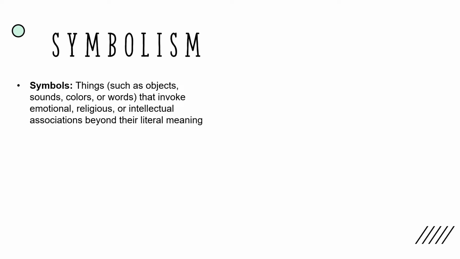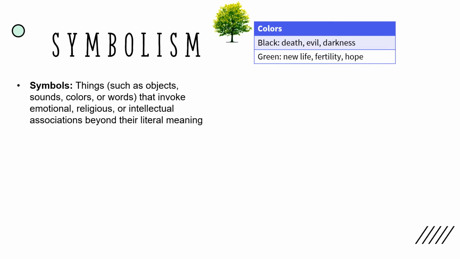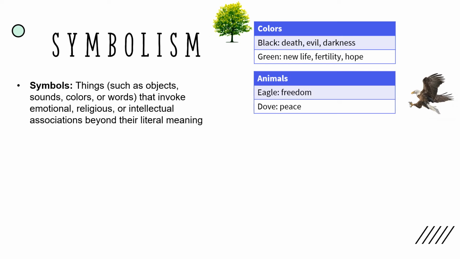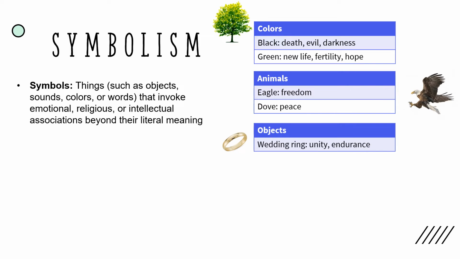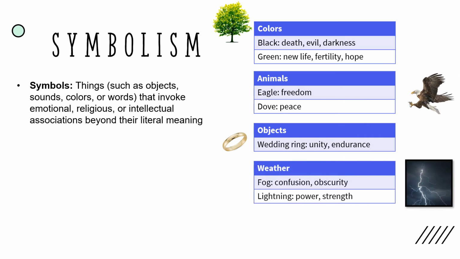Symbols are things such as objects, sounds, colors, or words that invoke emotional, religious, or other intellectual associations beyond their literal meaning. For example, the color black may represent death, evil, or darkness, whereas the color green may represent new life, fertility, and hope. An eagle may represent freedom, and a dove may symbolize peace. A wedding ring may be used to represent unity and endurance because it's in the shape of a circle and made of gold. Even weather can serve as a symbol.